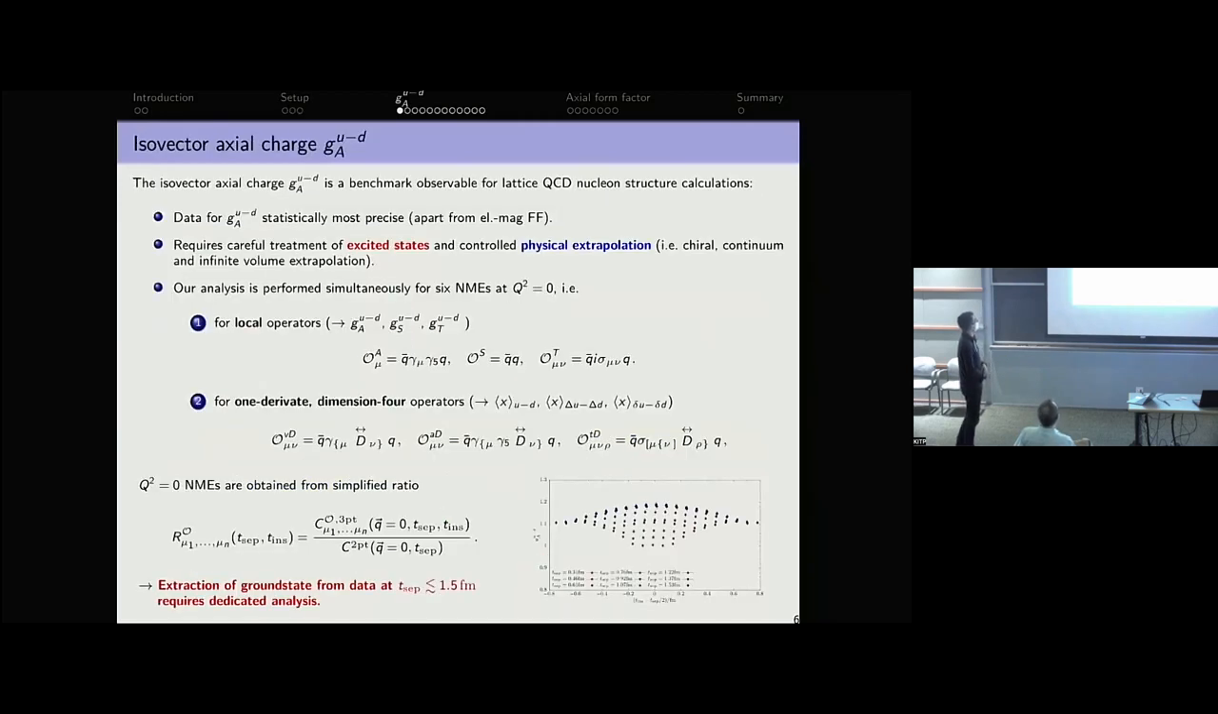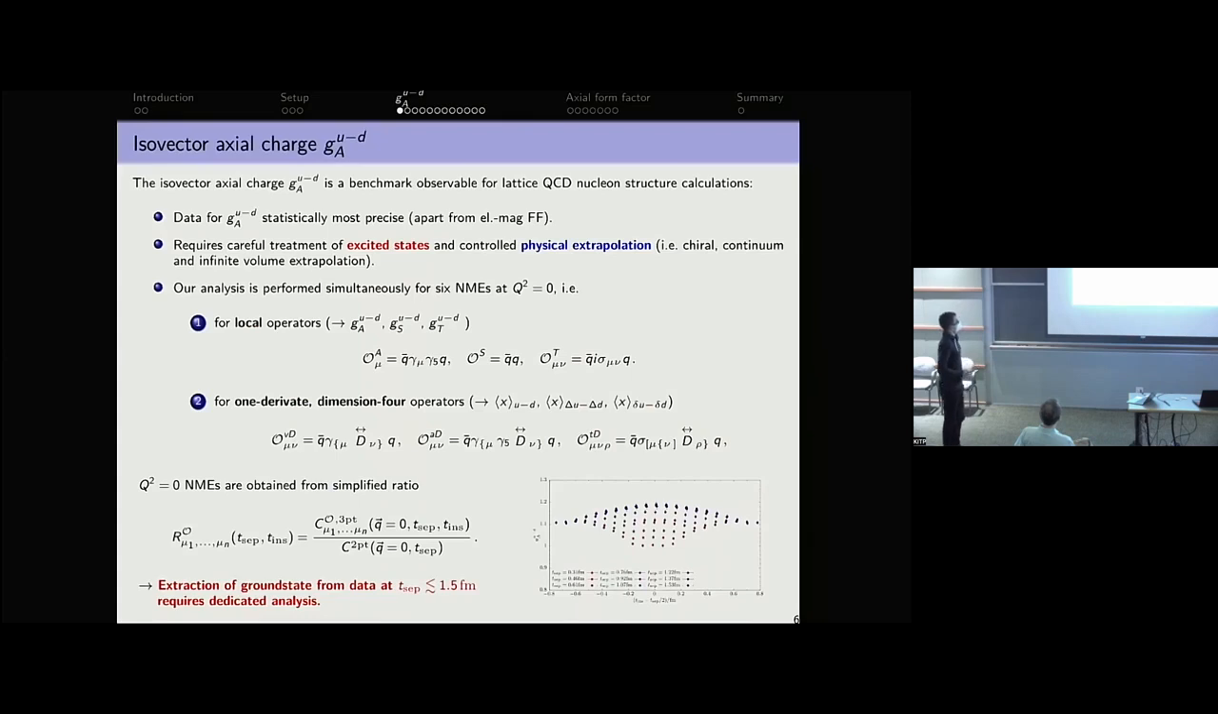Okay, so now about the axial charge first. The axial charge can be considered a benchmark observable for lattice QCD calculations, in particular nucleon structure calculations. That's partly because the data that you get for g_A is statistically the most precise data, apart from electromagnetic form factor data. But there the charge is conserved, so that is not particularly interesting to compute. However, to get a good value for g_A, you need very careful treatment of excited states and to really perform a controlled physical extrapolation. So you have to take all the relevant limits: the chiral, continuum, and infinite volume extrapolation.